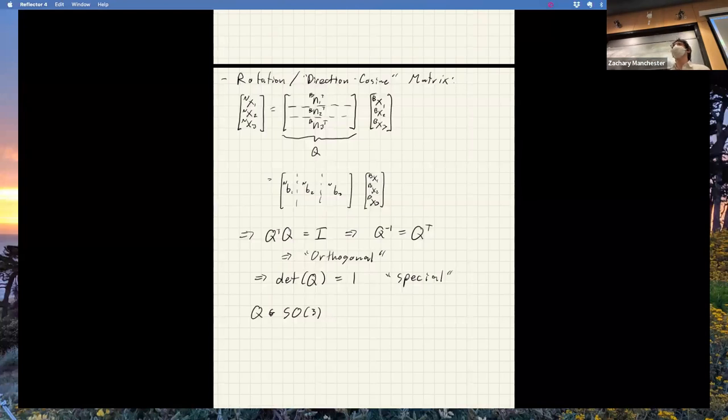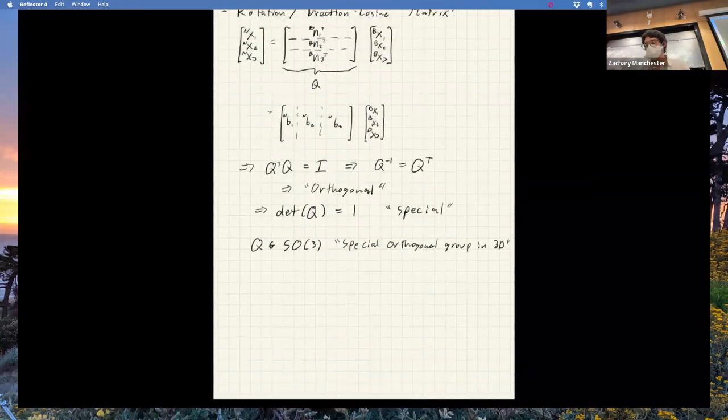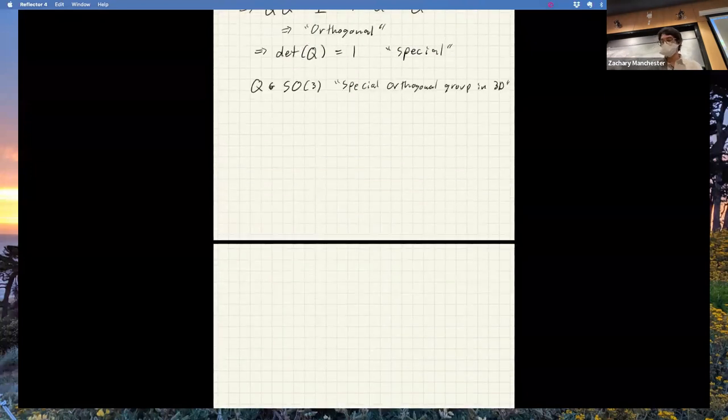Who's heard of this before? Cool, a lot of you, maybe. Okay, so I don't know, fun group theory. That's where that comes from. Okay, so that's sort of basic facts about rotations, rotation matrices.